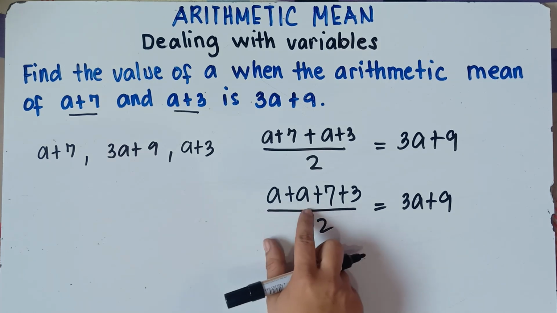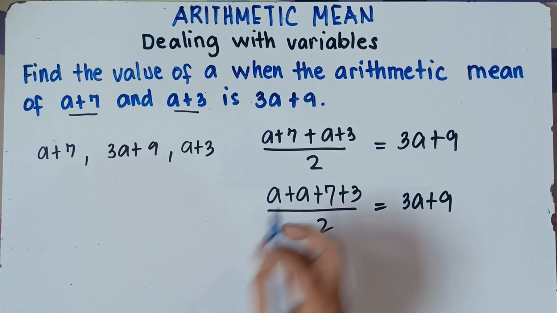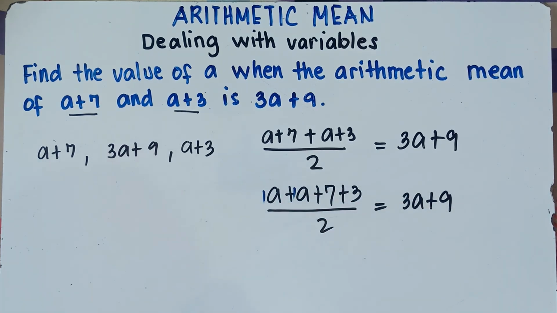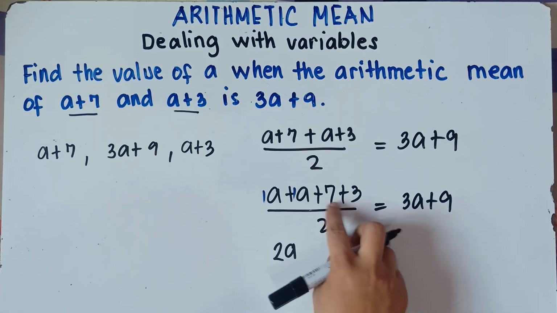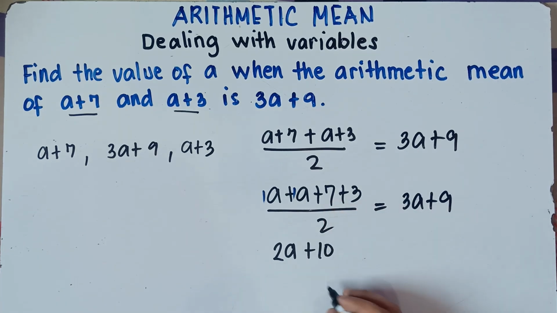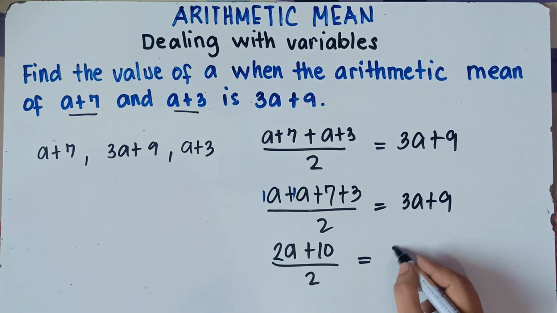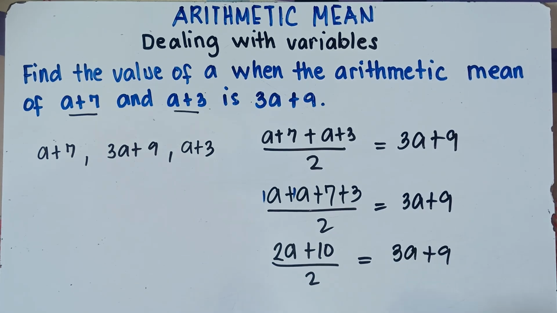So can we add a and a? Yep, we can add a and a. Understood that there's 1 here. So 1 plus 1 is 2. Simply copy a. 2a, then 7 plus 3, that's 10. And then divide by 2 equals 3a plus 9.